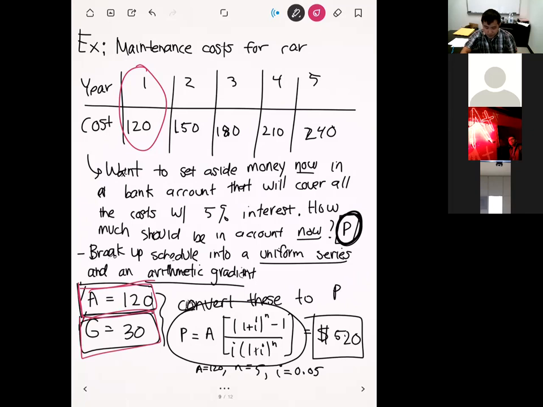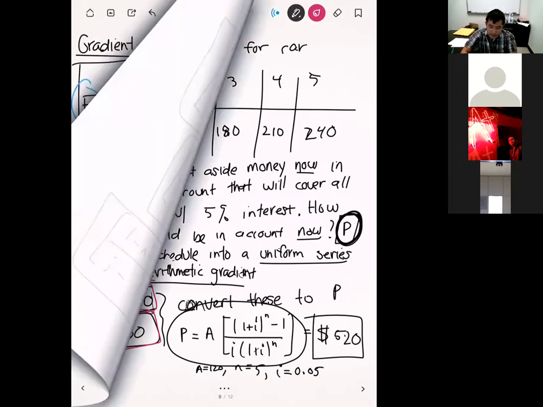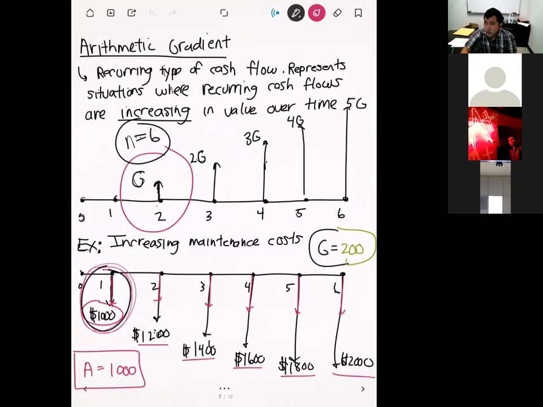Okay, and then your A is always going to be year 1? Yes, yeah. So this example mirrors this situation right here, where you have a cost that increases with time, but it starts at a base amount at year 1. So the A is going to be your base amount at year 1, and then your G is going to be just however much it's increasing on top of that. Okay. Yeah.